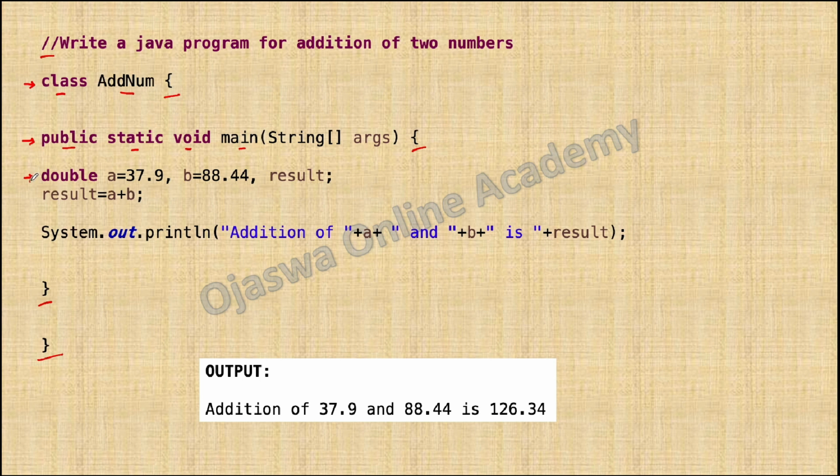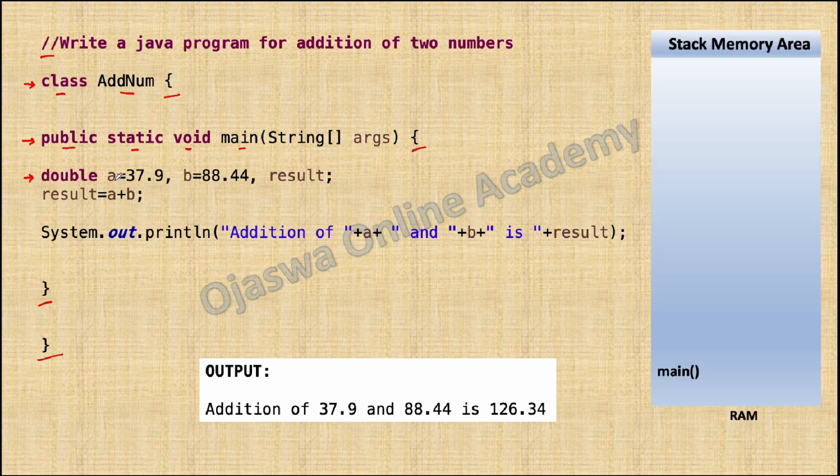Execution starts from here. We have declared three variables, variable a, b, and result of type double. As soon as this statement is executed, memory will be allocated for the variables. We have assigned value 37.9 to variable a. So memory will be reserved for variable a inside the stack memory area, and value 37.9 will be stored in this space. Then memory will be reserved for variable b, and value 88.44 will be assigned to it. So 88.44 will be stored in the memory space reserved for variable b.